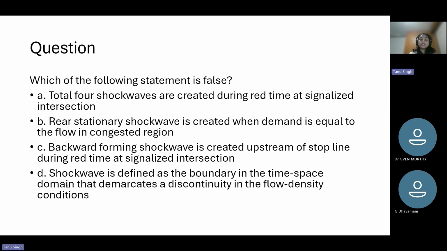Statement D is shock wave is defined as the boundary in the time-space domain that demarcates a discontinuity. This is true, because a shock wave is defined as the boundary between state A and state B, two different traffic state conditions. So B, C, and D are all correct. The statement which is false is statement A. I hope it is clear to everyone.